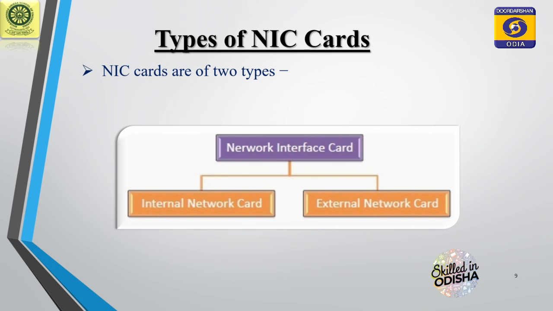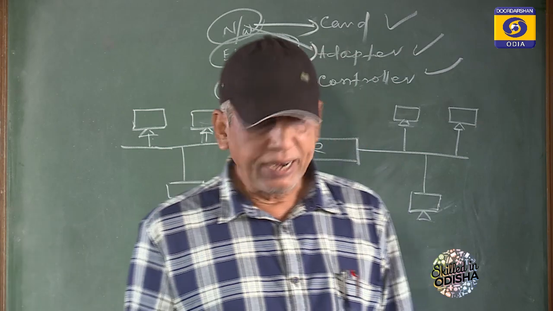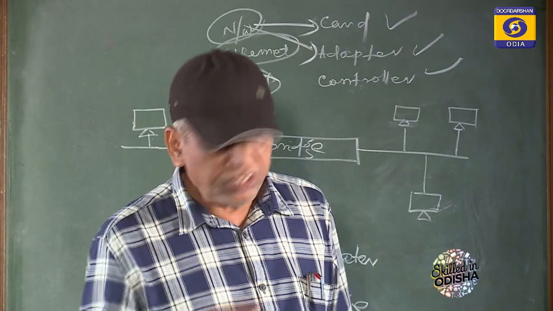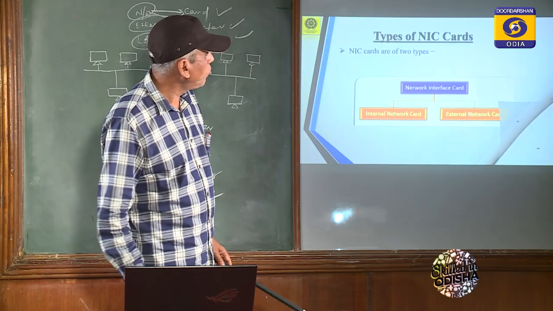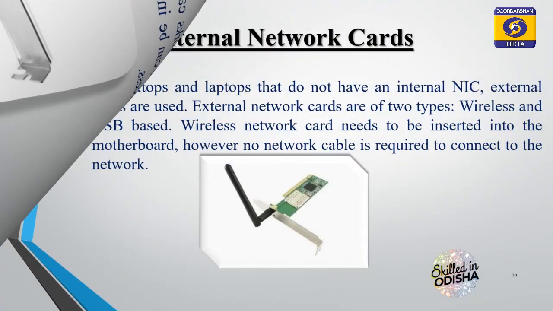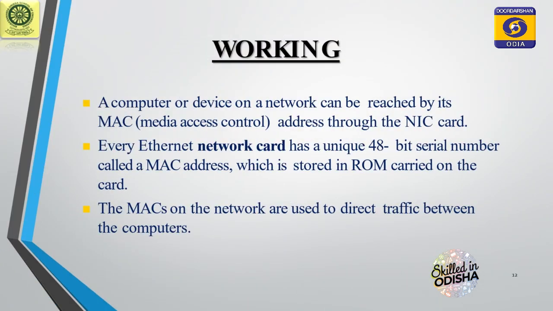Now again, basically 2 types of NIC cards are there. One is the internal NIC card, and the other is the external NIC card. The inbuilt NIC card was previously inbuilt, and if it is not inbuilt in your motherboard, we externally insert it onto the motherboard. This is internal, that is inbuilt, and this is external. That may be a wired NIC or a wireless NIC. Then how do we work with this NIC?